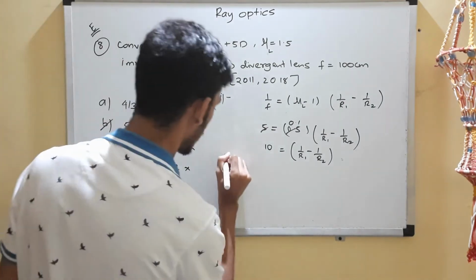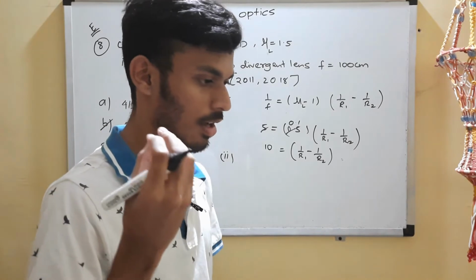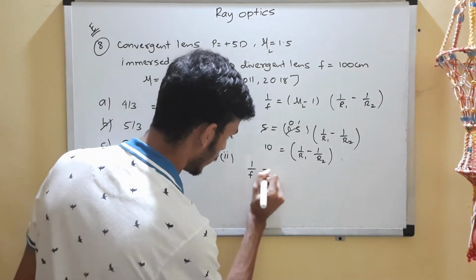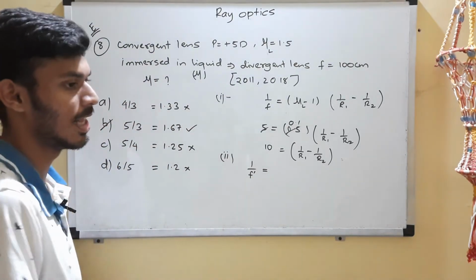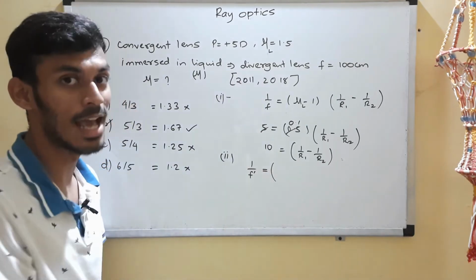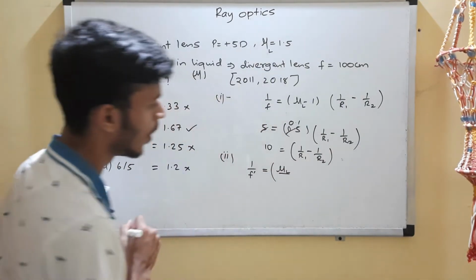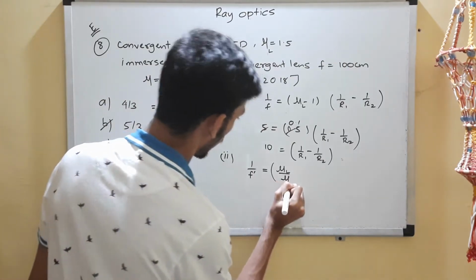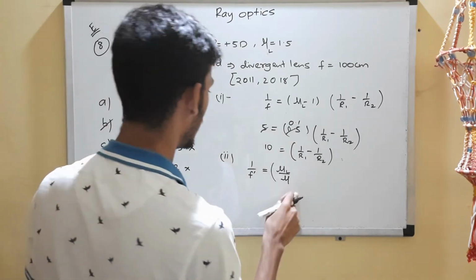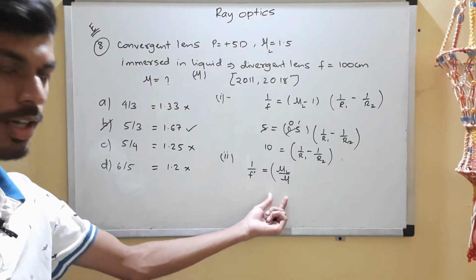Okay, now let's come to case 2. Case 2 is wherein we immerse our lens in this liquid. Okay, so what happens now? 1 upon f dash, I will say, the focal length will change when you immerse it in liquid. Okay, so that's why it becomes divergent, right? So it will become mu L upon mu of the surrounding. Okay, in this case mu of the surrounding was air, it was 1, so I didn't consider it. Now here the surrounding is liquid of refractive index mu.